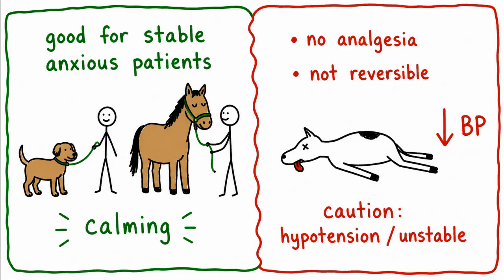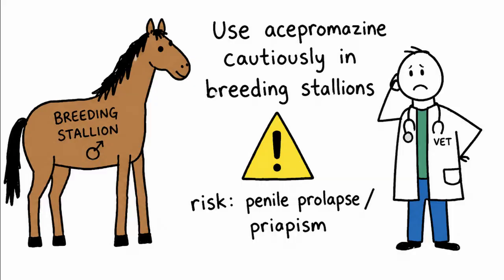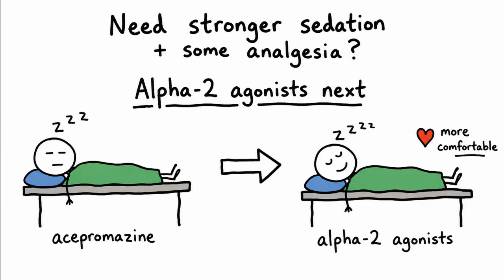It is useful for stable, anxious dogs or horses when you want long calming and smoother handling, but it has no analgesia, is not reversible, and can worsen hypotension in dehydrated, bleeding, shocky, or unstable patients. In breeding stallions, it is used cautiously because of the risk of penile prolapse or priapism. If you need stronger sedation and some analgesia, alpha-2 agonists are often next.